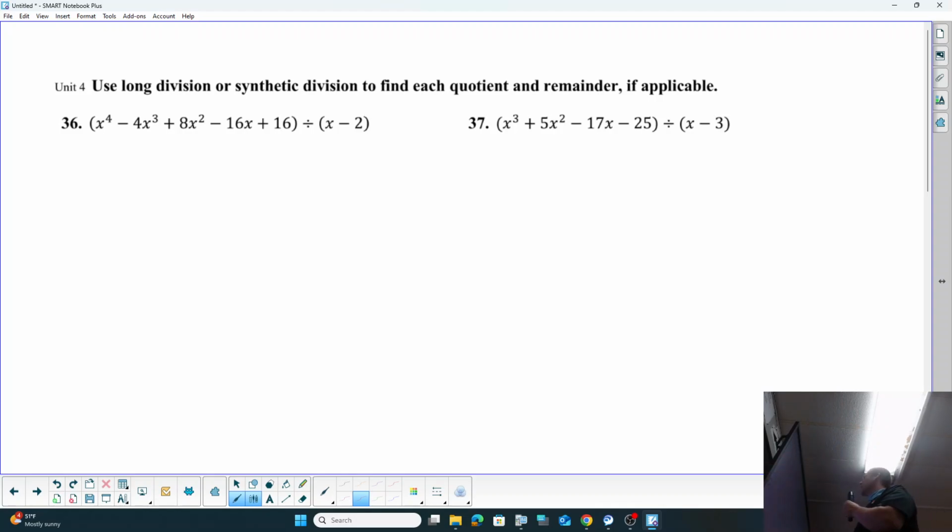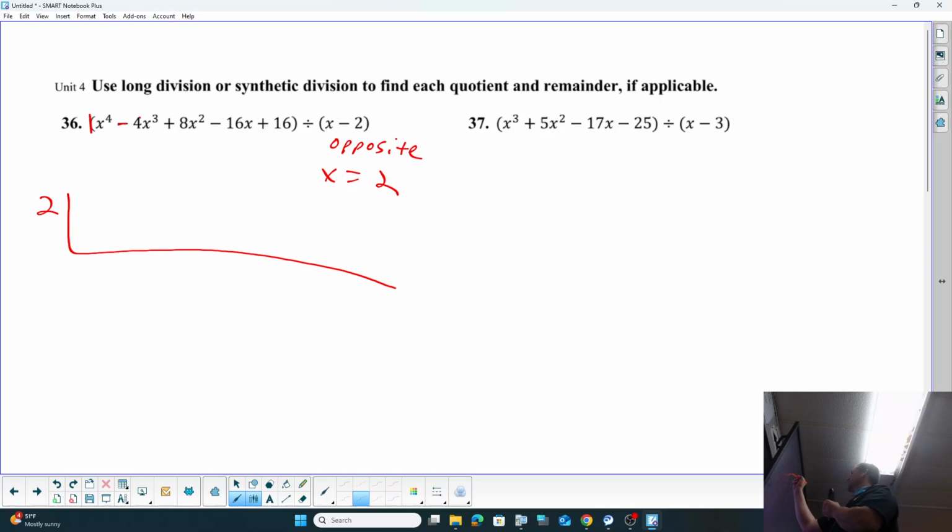Do you remember how to do long division or synthetic division? So use the opposite sign, don't forget. This will be on the test. So x equals a +2. Upside down house, each of these you're going to bring down, right? You're going to bring down the 1 and the -4.